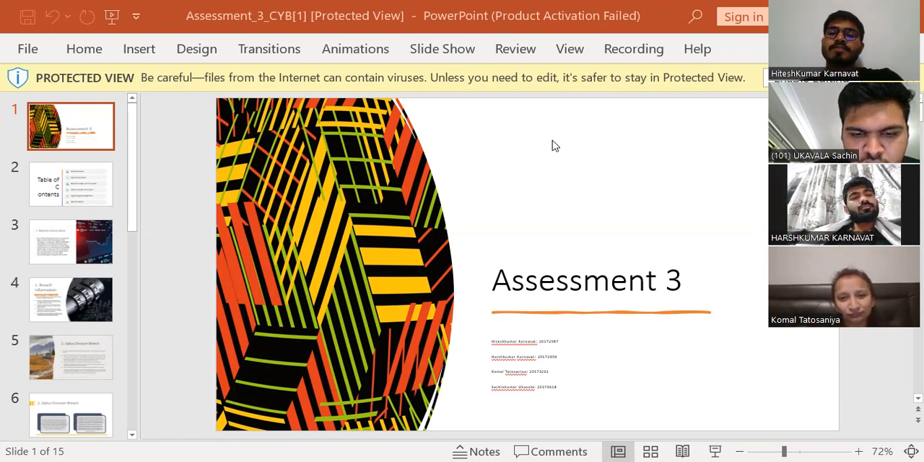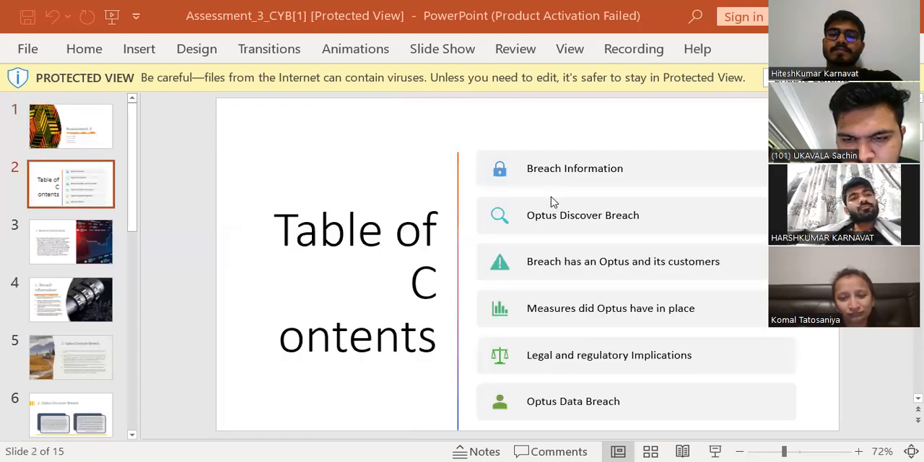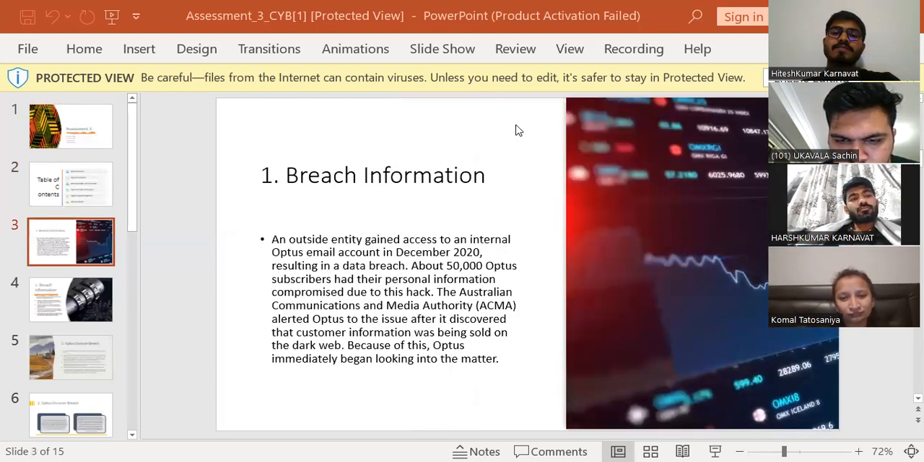So, we are going to start with the breach information. First slide, table of contents: breach information, Optus discover breach, breach has an impact on Optus and its customers, measures Optus had in place, legal and regulatory implications, Optus data breach. So first, we start with the breach information.